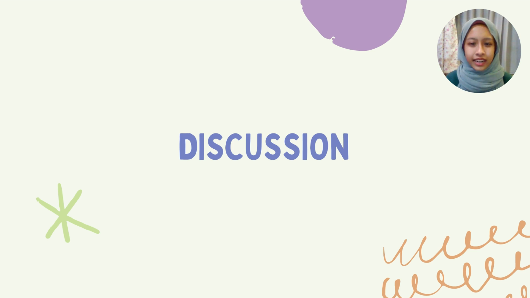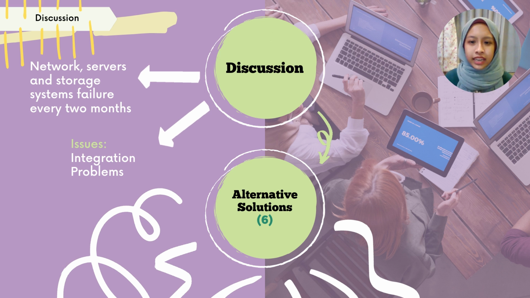Hi, I am Mina and I will be talking about the discussion of our case. As we know, the NNA Bank is facing problems with its network, server, and storage system, which keeps failing every 2 months before the system is open to the public. Therefore, to identify the main issue of the problem or failure, we have used the four root cause analysis, which is discussed previously by my colleagues Yuni and Shakira. We believe that the main issue among all causes is an integration problem. Hence, to solve this major problem, we have come up with 6 alternative solutions.